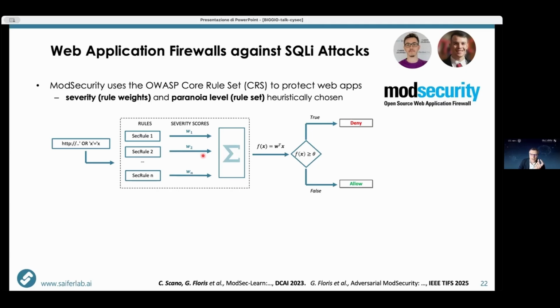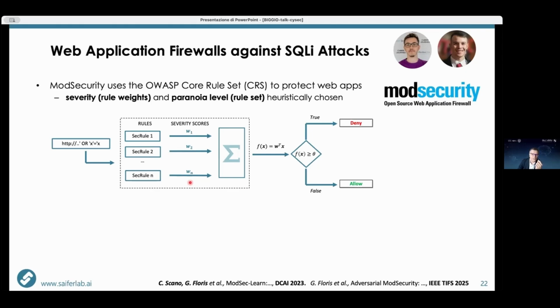But then what they do in practice is that they set a threshold, and if the severity of the rules that are triggered by the input query exceeds this threshold, they say that the input is likely to be an attack, and then deny access to the server. So essentially, what these people have been doing, probably without even noticing, is using a linear classification model where the weights that they associate to every rule were manually determined.